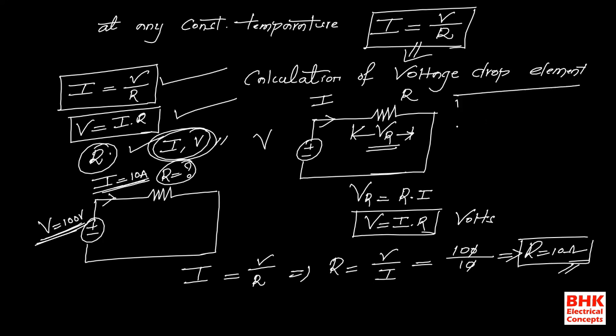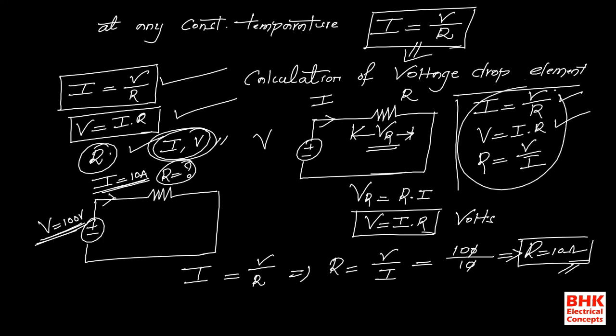It means, just see, to calculate the current flowing in the circuit, we can directly use I is equal to V by R. To find the voltage drop across any element, we can directly use V is equal to I into R. And to calculate the value of unknown resistance, we can directly use R is equal to V divided by I. It means with the help of the expressions given by Ohm's law, we are going to calculate different parameters like current, voltage drop across any element, and also the unknown resistance in the given network. So that's why the concept of Ohm's law is very important in engineering subjects.